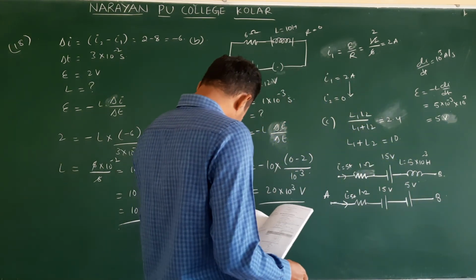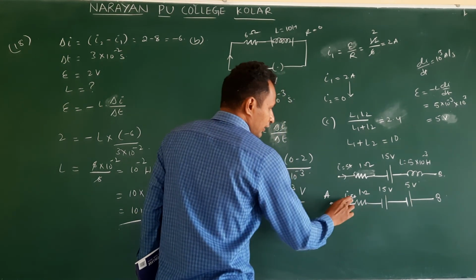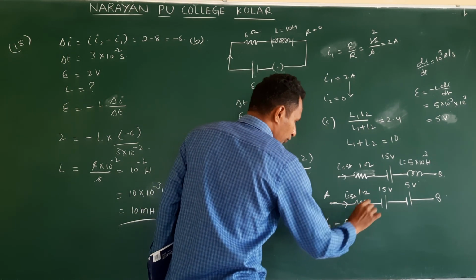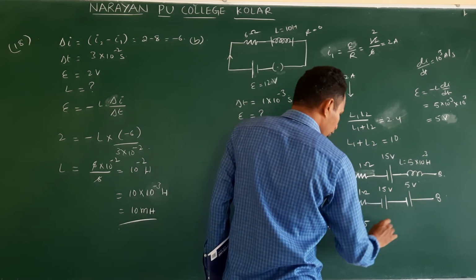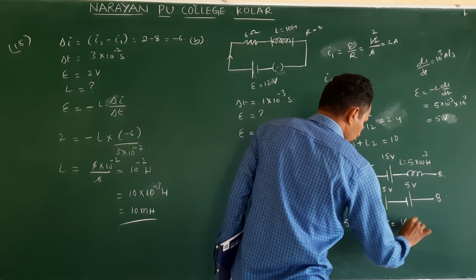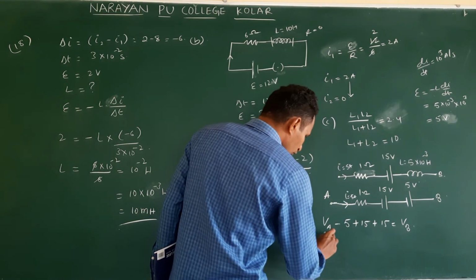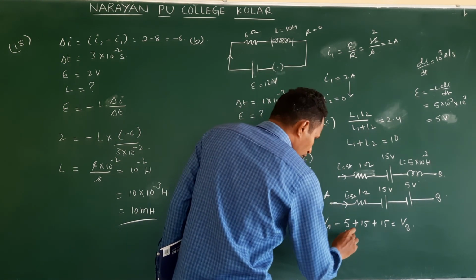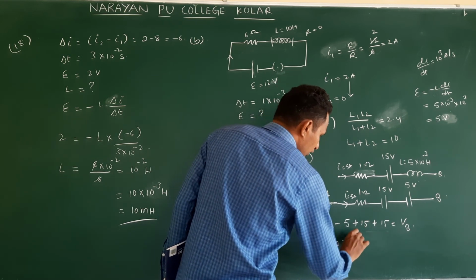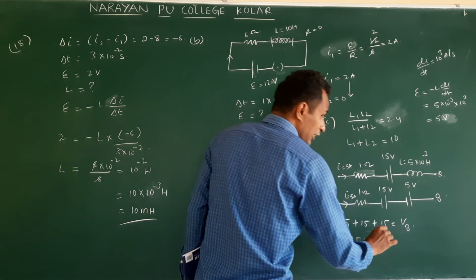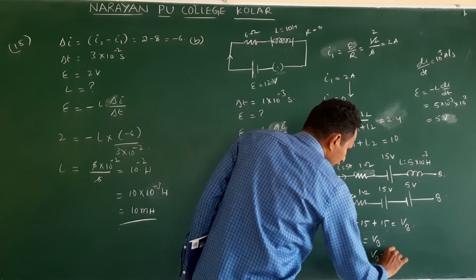They are asking VB minus VA. Alright. VA, 5 ampere in the same direction. We are leaving 15 volts. Leaving 5 volts. Then VA 30 minus 5 plus 25 is equal to VB. They are asking VB minus VA. VA goes this side, so 25 is equal to VB minus VA.